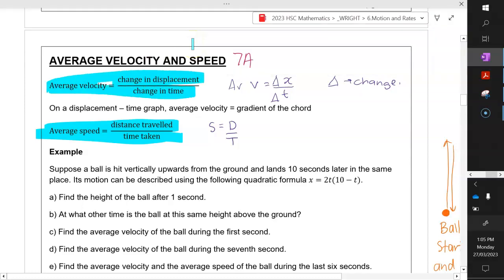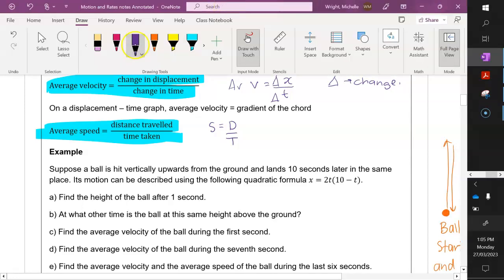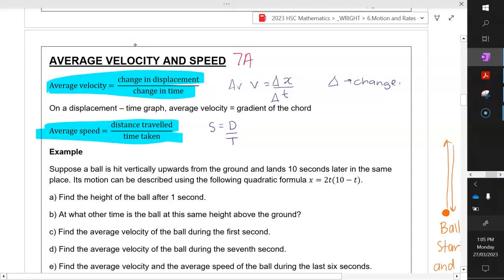Let's go and have a look at the first example and see if we can figure out what's happening in here. A big tip is, wherever possible, if you need to, draw a diagram. So here's example 1. It says, suppose a ball is hit vertically upwards from the ground and lands 10 seconds later in the same place. Its motion can be described using the following formula: x equals 2t times (10 minus t).